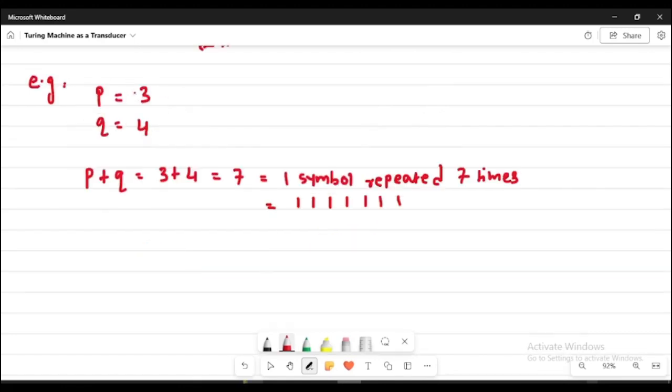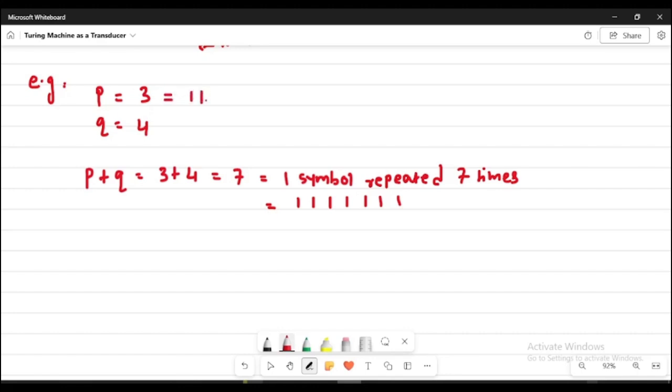Now we will see the example where we are going to take two numbers. So I'm taking p as 3 and q as 4. I can't directly give this 3 and 4 to the Turing machine. I have to convert it into unary notation. So how can I convert into unary notation? I will take one symbol and repeat it 3 times.